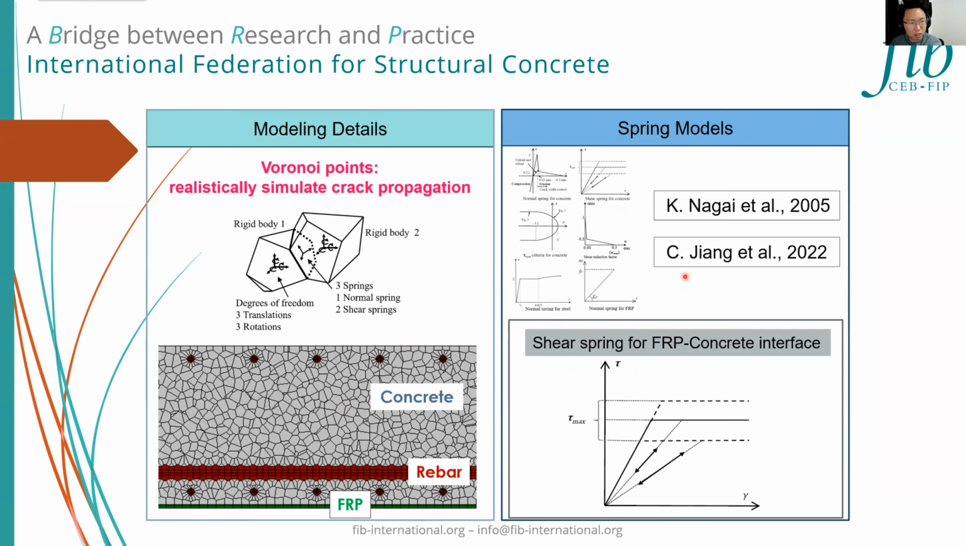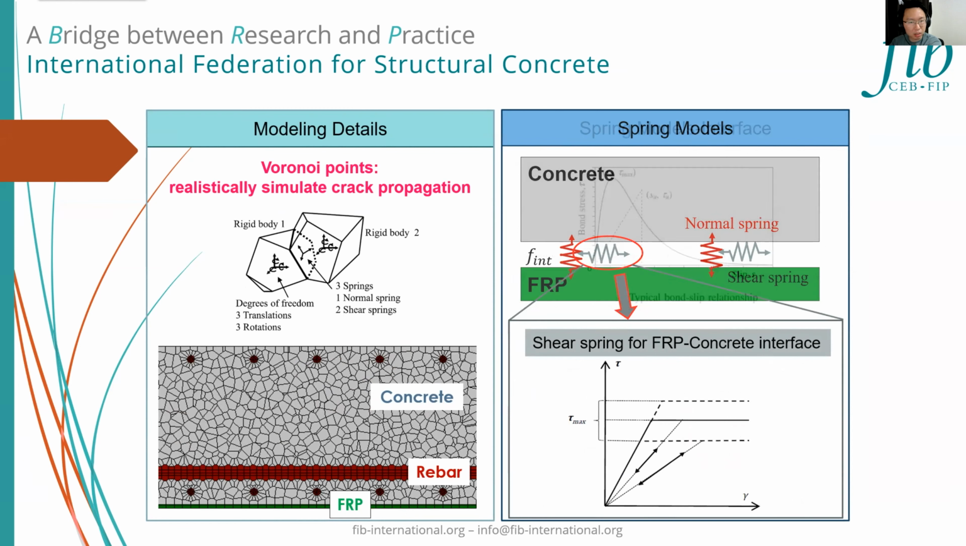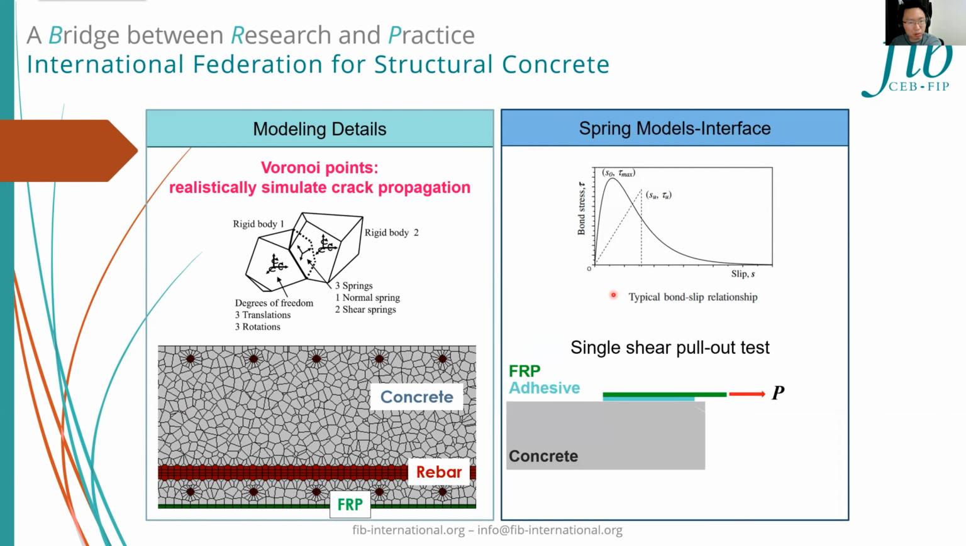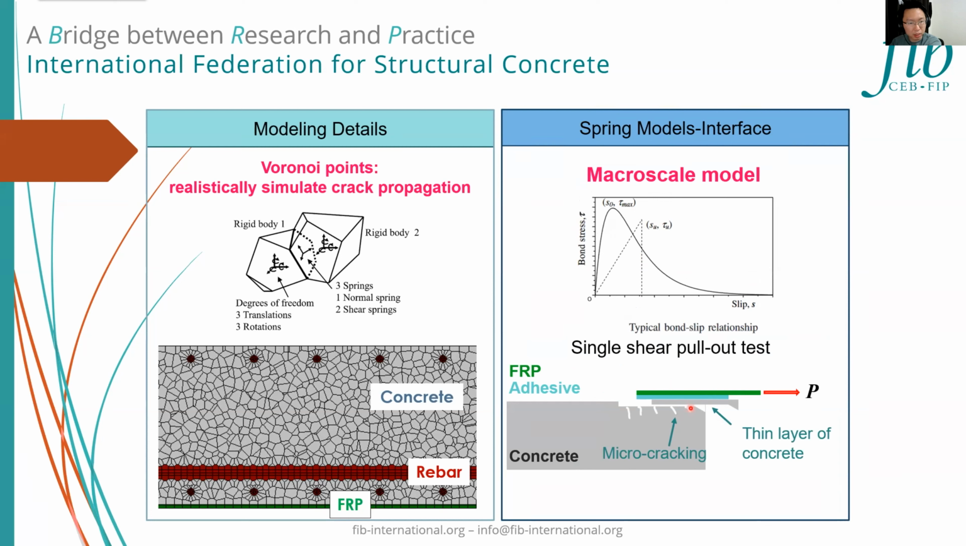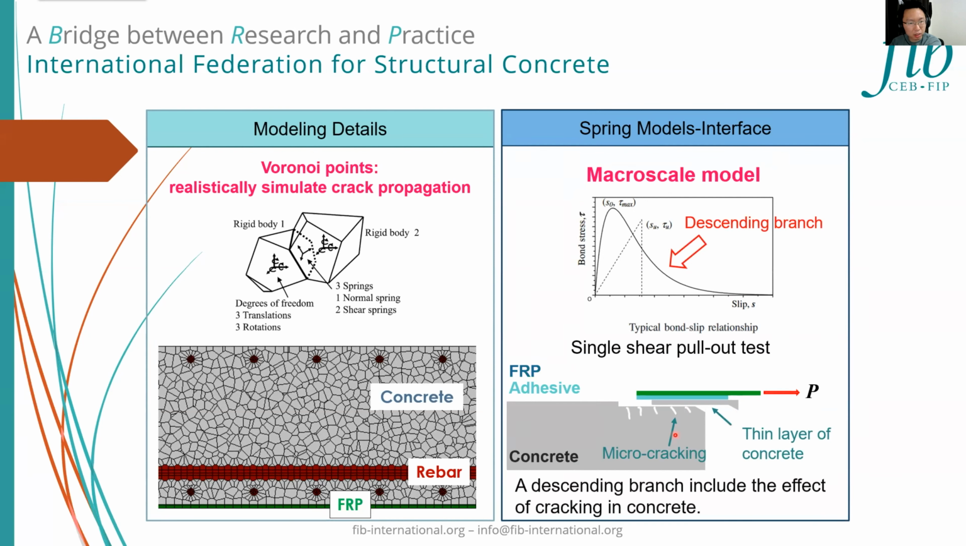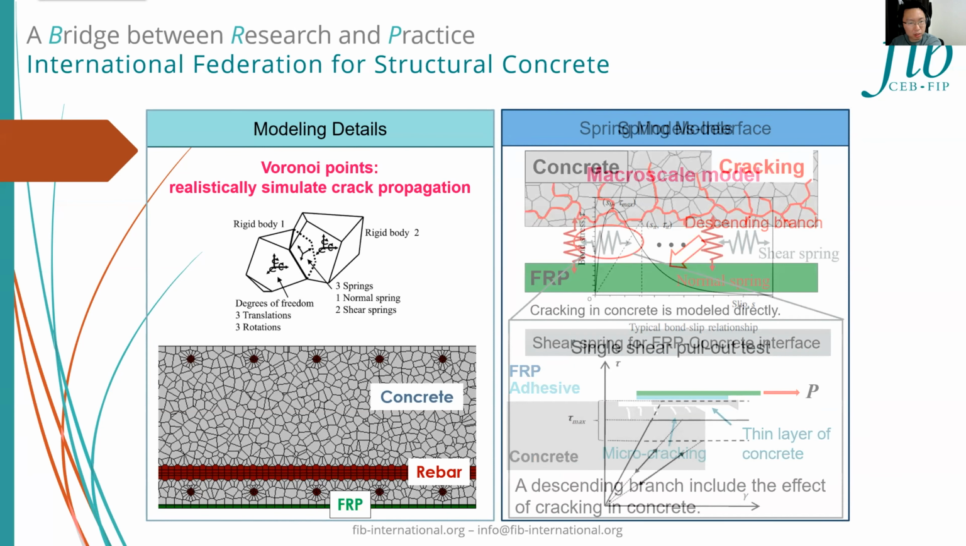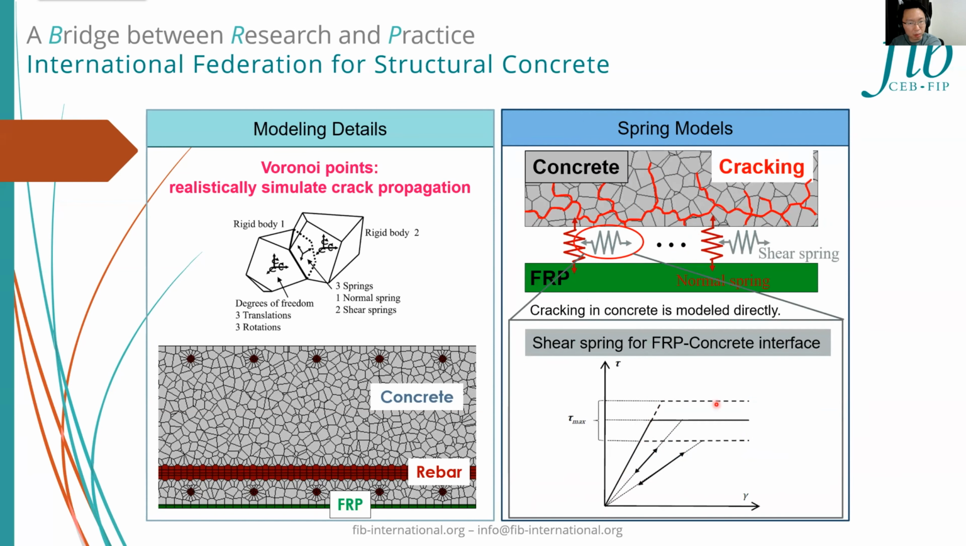When considering the shear springs for the interface, the constitutive model is not like the typical bond slip model, because the typical bond slip model is a macro-scale model, and the interface is used to refer to the interfacial part of the FRP to concrete bond joint, including the adhesive and the thin layer of the adjacent concrete, instead of any physical interface in the joint. The descending branch in the curve includes the effect of the micro cracking in concrete. For the interface model in our mesoscale simulation, concrete cracking is modeled directly. So the simple elastic plastic model is used for the shear spring of interface in our model.